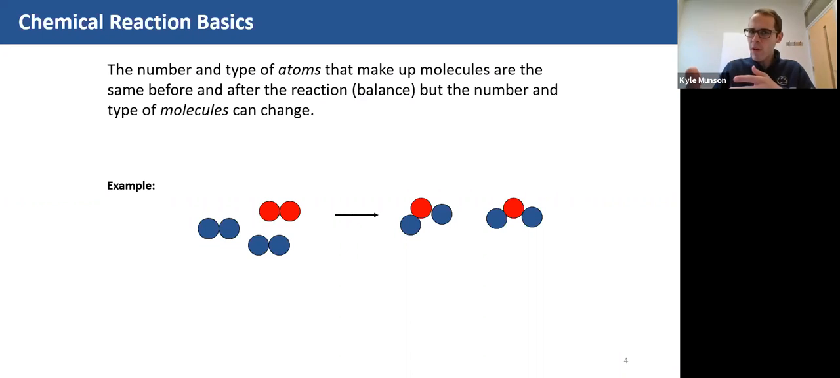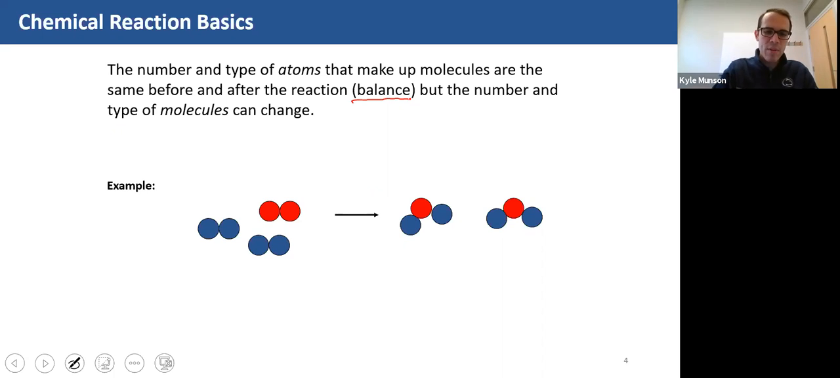And before we talk about chemical reactions, we need to go back and review something we talked about in chapter 5, I believe, on Dalton's atomic theory. And that is that the number and types of atoms that make up molecules are the same before and after the reaction. And so we will say that the reaction is balanced. All right, so again, the number and types of atoms that make up the molecules are the same before and after the reaction. But the number and type of molecules can change.